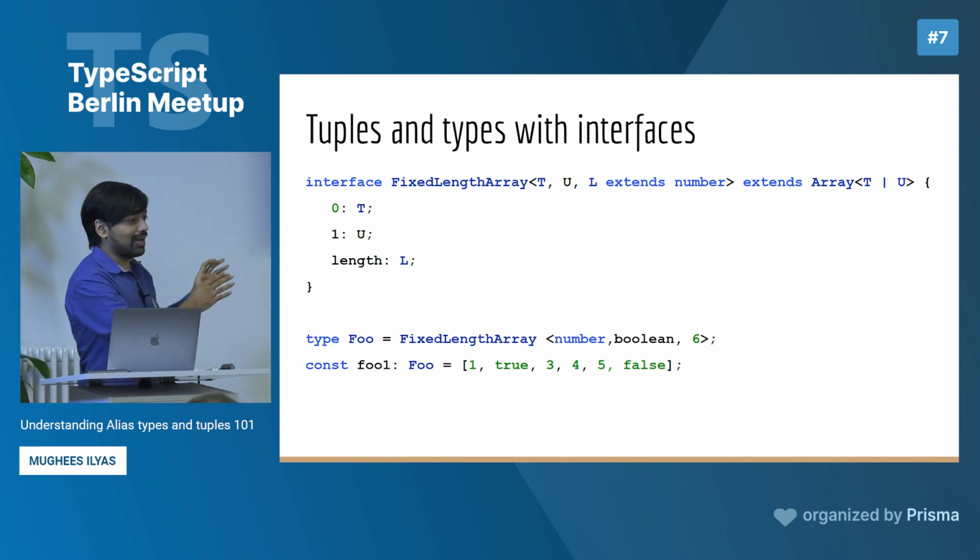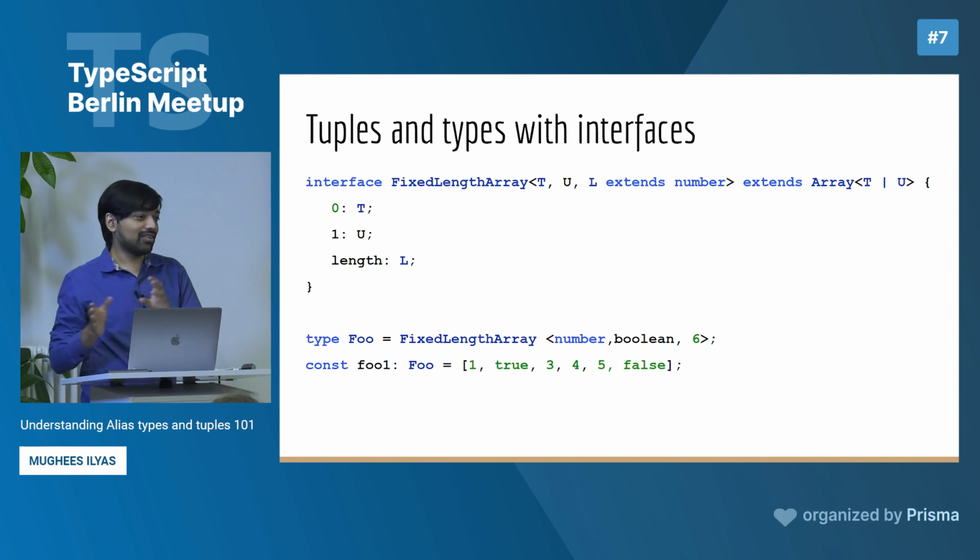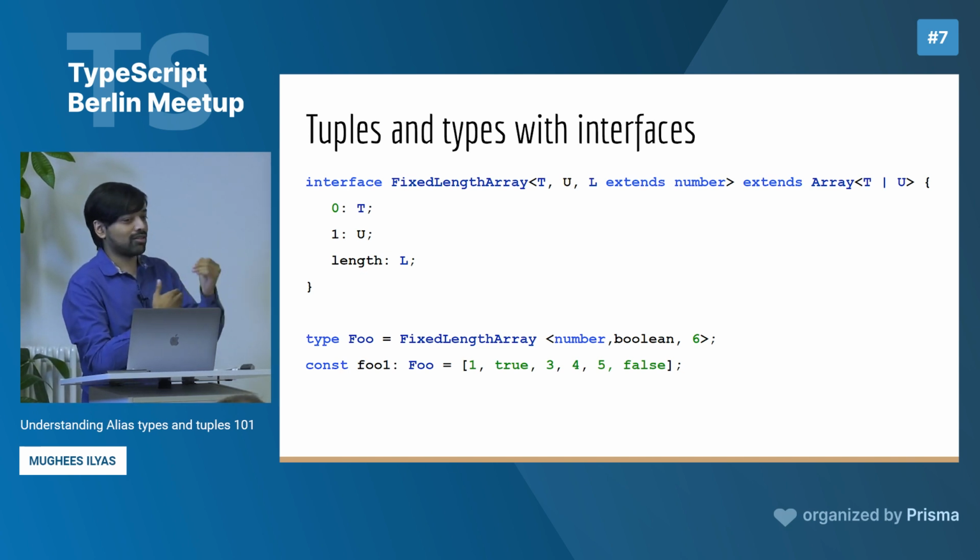It is just to show that, okay, we have the tuple types, but when we didn't have them, similar functionality could have been achieved using interfaces at some level.